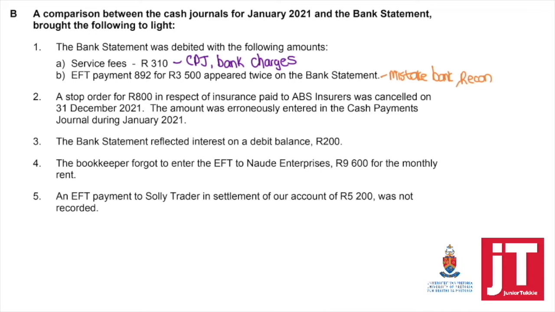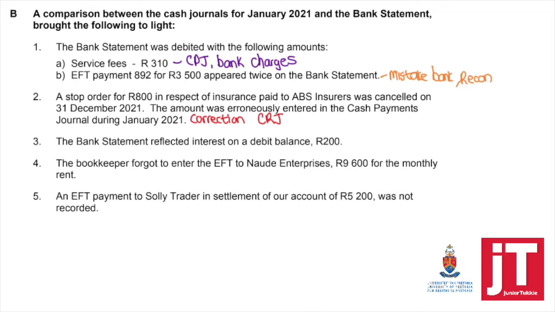Now, they say the amount was erroneously entered in the cash payment journal during January 2021. What do we need to do? We need to correct this in the CRJ because we've incorrectly recorded it in the CPJ and that money will not be deducted from our account because we cancelled it in December and the current month is January.